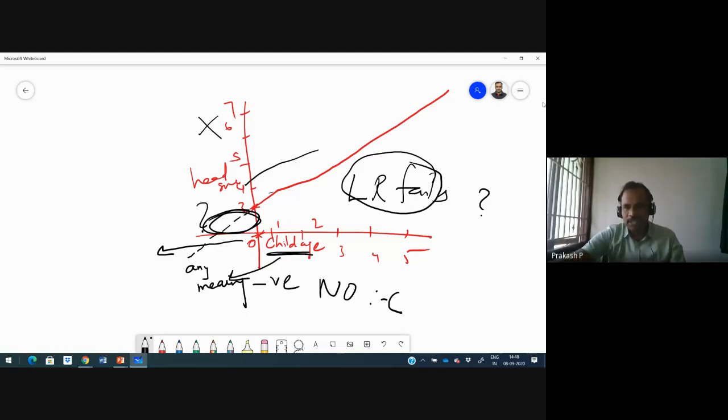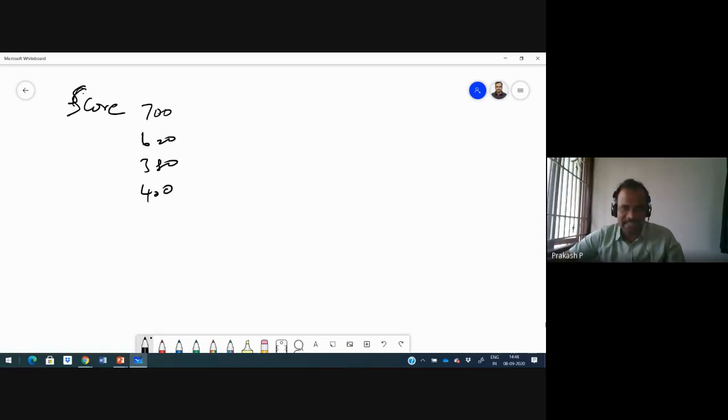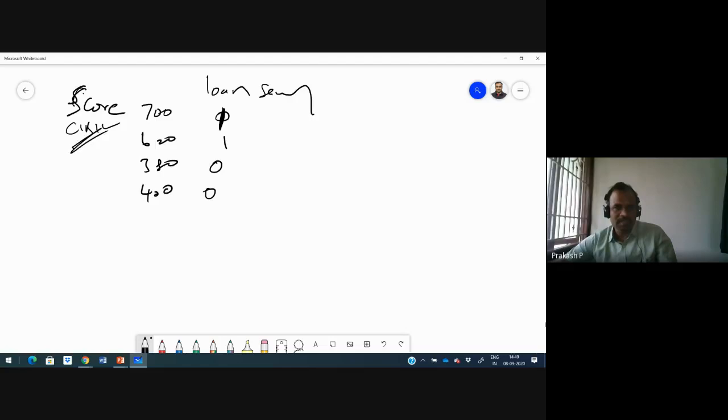Now, I will explain another scenario. For example, we have our credit score, or the CIBIL score. Some bank score they may ask. If the score is 700, 620, 380, 480 like this, whether the loan will be sanctioned or not. If it is zero, not sanctioned; one is sanctioned. For example, above 600, assuming it's been sanctioned.